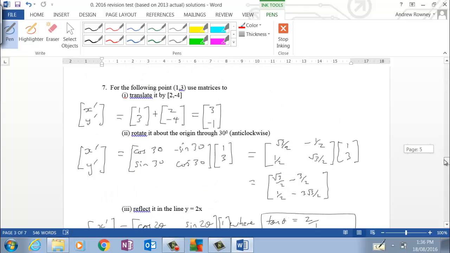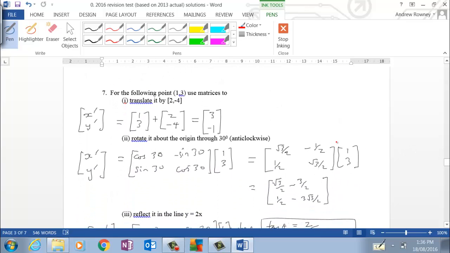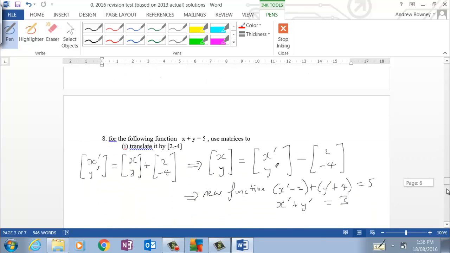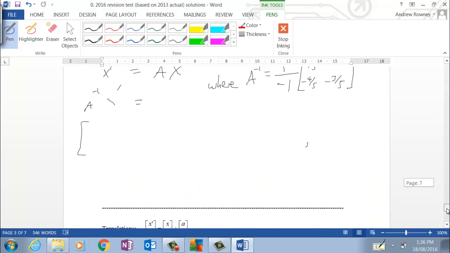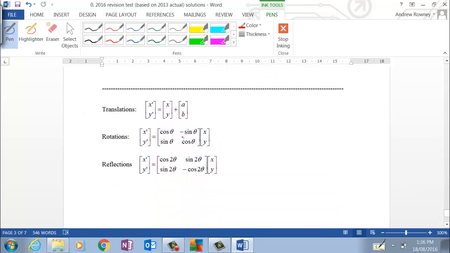And question 7 is now using translations, rotations and reflections, and you're given those matrices down here. So in general rotation, if you multiply this matrix by coordinates, these coordinates, you'll rotate them by angle theta. If you pre-multiply it by this matrix, you will reflect it in the line y equals tan theta x, and this is how you translate something, move something.